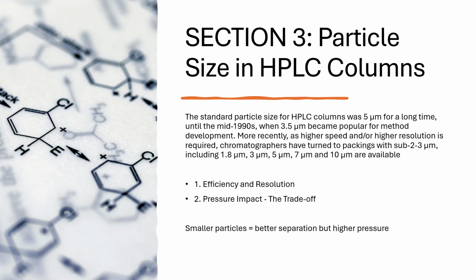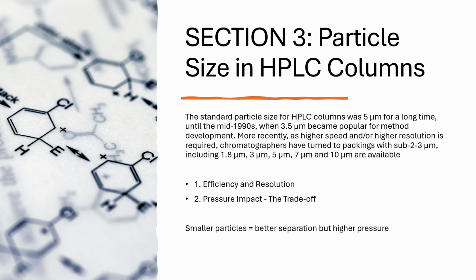Now let's talk about how particle size affects the performance. It will affect your efficiency and resolution. The smaller the average particle size, the smaller the eddy diffusion, the better the mass transfer and higher the column efficiency. So smaller HPLC particle size minimizes mass transfer resistance. This means it takes less time for the analyte to travel into the stationary phase, interact with it and return to the mobile phase, ensuring faster equilibrium and better separation quality.